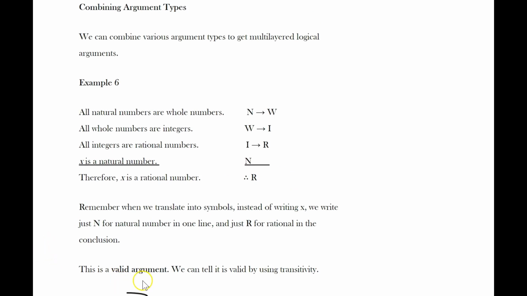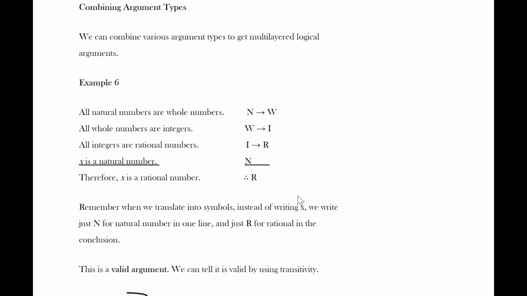If you skip down to the bottom of the page, you can see it says, yes, it is. It's valid by transitivity. But how? So let's look at this. N goes to W, and then here W goes to I. So it keeps going. N to W to I, and then I to R. So this is a long chain that goes from N to R. That means if N happens, R is a valid logical conclusion.